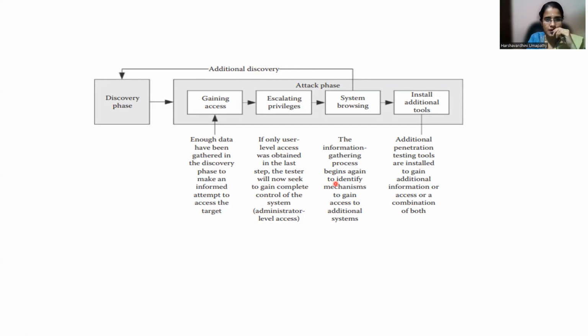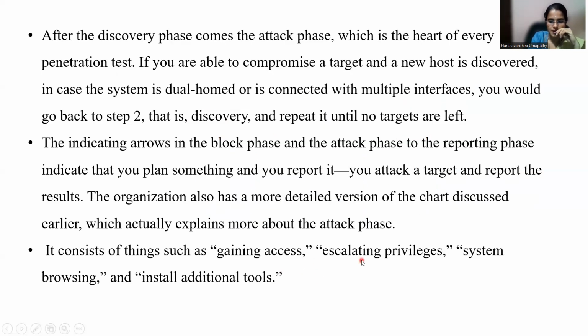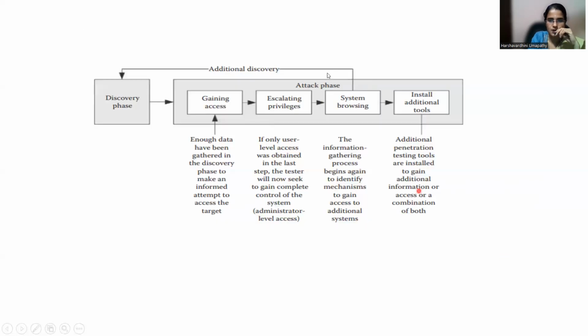And next one is the additional discovery phase. This additional discovery phase consists of the attack phase and the discovery phase, where the attack phase consists of the following steps: gaining access, escalating privilege, system browsing, and installing additional tools. So these are the four steps that come under the attack phase. And gaining access is based on the data. Escalating privilege is mainly used for user level access, whether it may be either system access or administrator access.